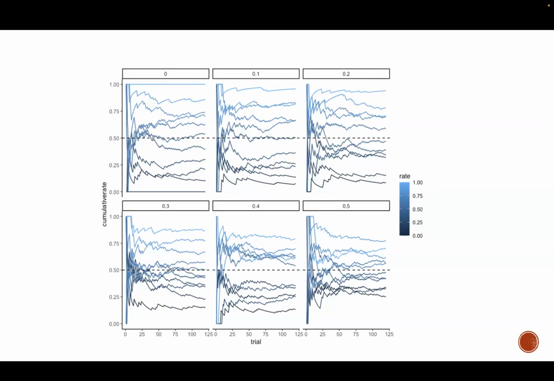Remember, in each plot, there's all the levels of rate, but a fixed level of noise. Here there is no noise. Here there is the maximum level of noise that we defined in the simulation. So this is what you already saw before.